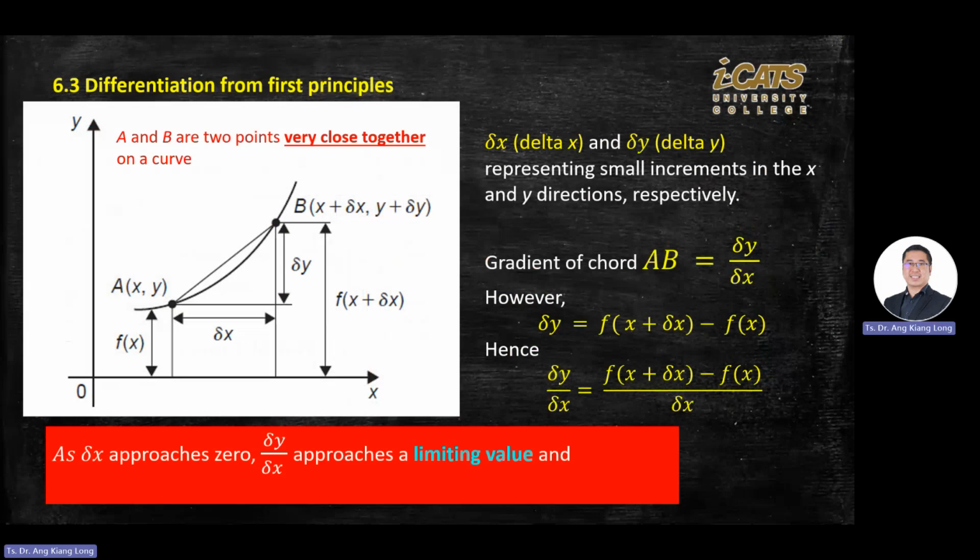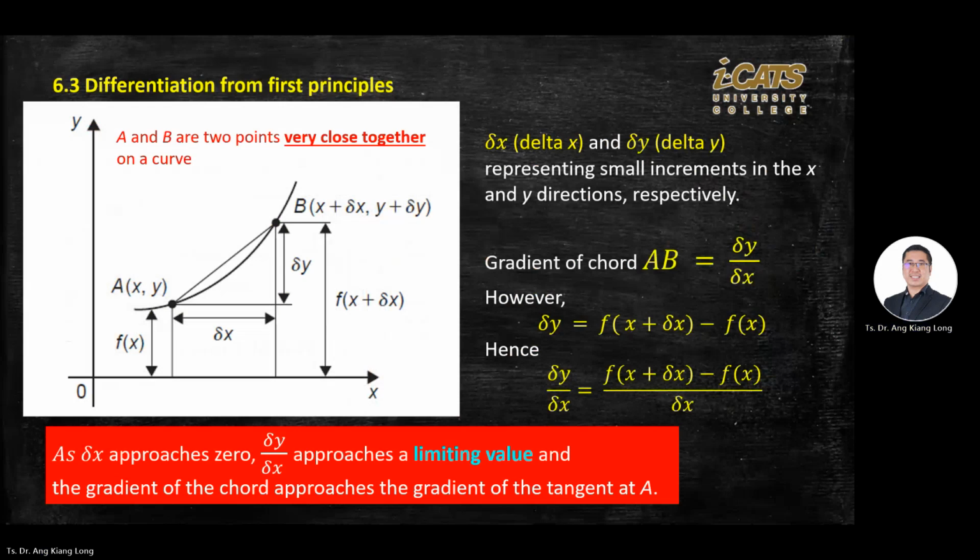So you can see as delta x approaches 0, means it approaches very small changes, near to 0, delta y over delta x approaches a limiting value. And the gradient of the chord approaches the gradient of the tangent at A. Meaning this delta, small changes near to 0, means A, B very close. Right? So we can get that is actually the tangent value for A.